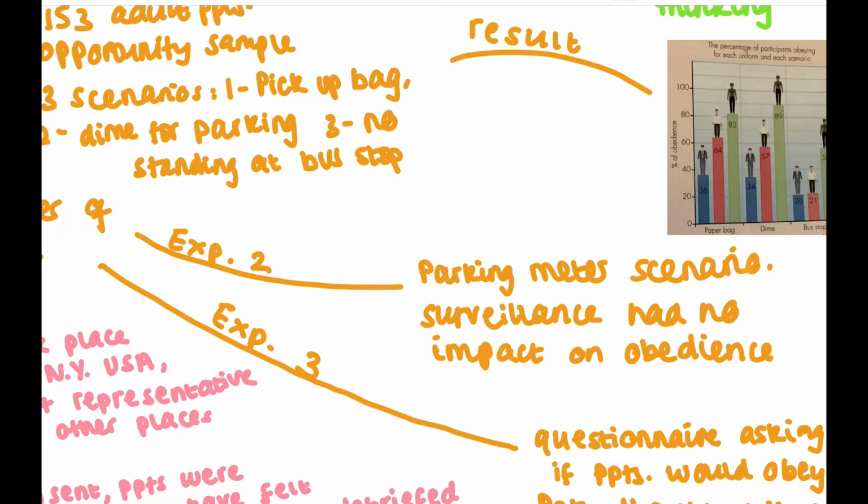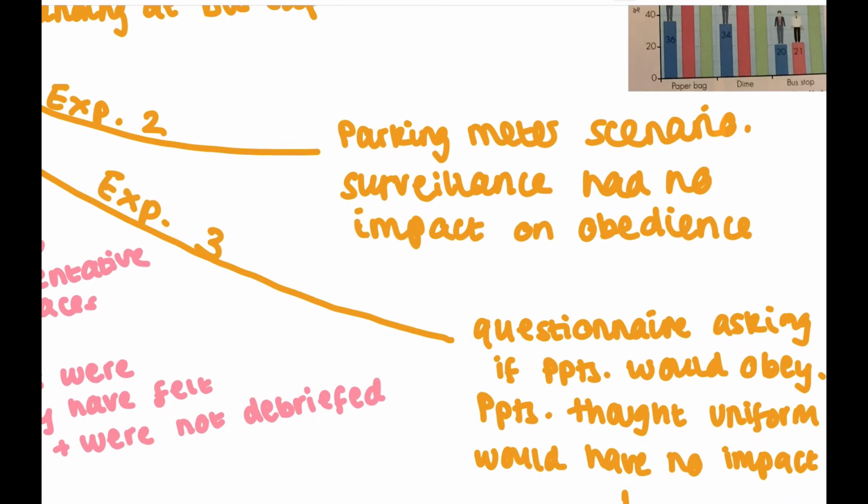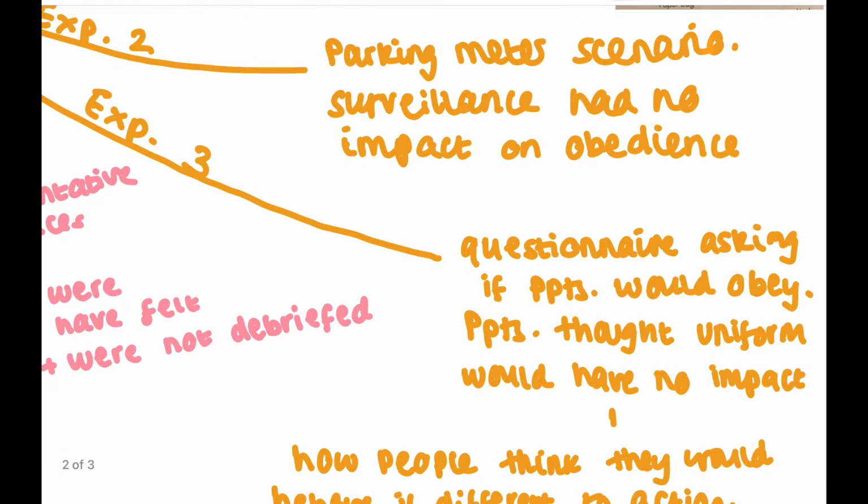Finally, he did experiment number 3. This one was slightly different in that it was a questionnaire for university students, and he gave them lots of different scenarios, and he said, would you obey the individual in this scenario? And that was kind of it for the whole questionnaire.